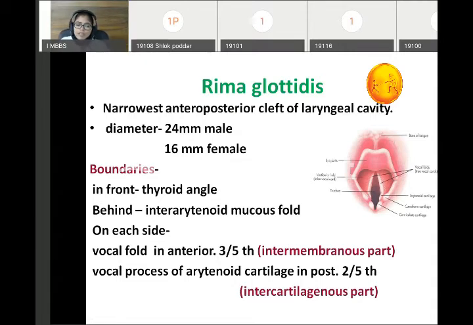So the vocal fold in the anterior 3/4 portion is also called the membranous part of the rima glottidis, and the vocal process forming the posterior 2/5 part is also called the intercartilaginous part of the rima glottidis. So the rima glottidis has two parts, intermembranous and intercartilaginous. The intermembranous part is present between the vocal folds. These are the vocal folds. And the intercartilaginous part is present between the vocal processes of the arytenoid cartilages.